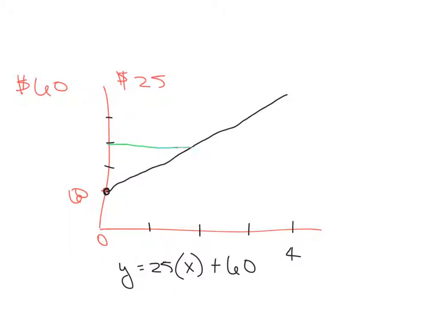Because even though I've got this really nasty looking graph that isn't real fancy and pretty, I've got 60 plus 25 plus 25. So when I get to 2 hours, I'm at that point right there.